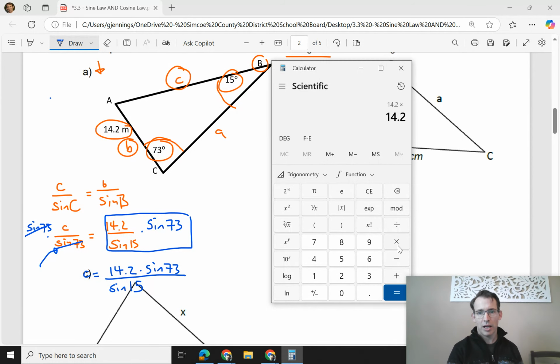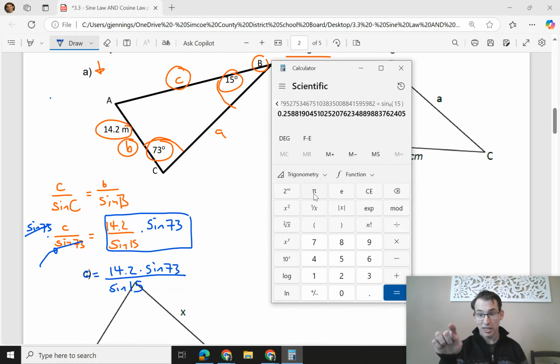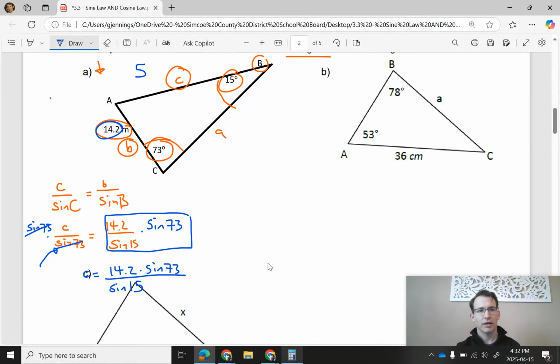14.2 multiplied by, I'm going to take the sine of 73. So I have to write 73 and then push sine. That's the sine of 73. It's 0.95. I'm just going to push equals, and that's what's on the top of my fraction. And I'm going to say divide by 15, but I take the sine of it. So I'm going to take sine 15. That's sine 15, 0.25. Then I push equals. There. 52.46. So we're going to keep the same number of digits as we have there, which would be one digit after the decimal place. So that's 52.5. And circle it. That's our answer.